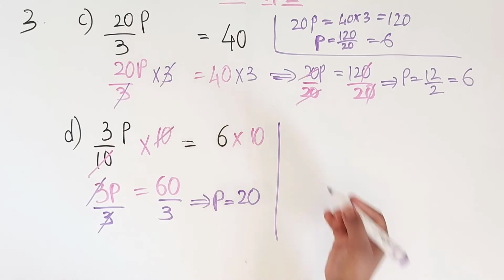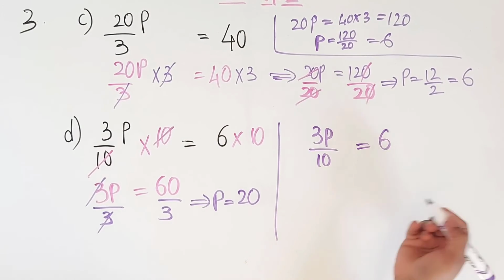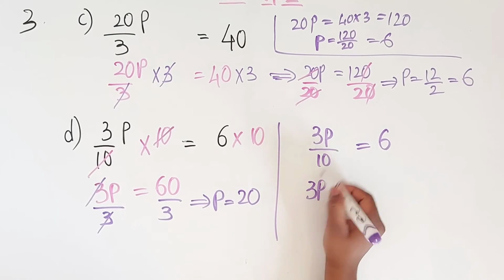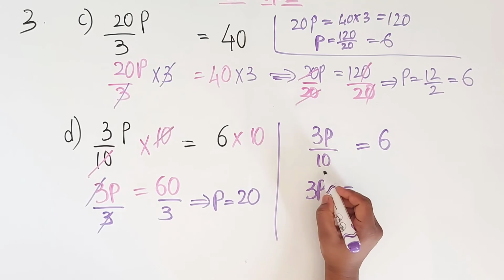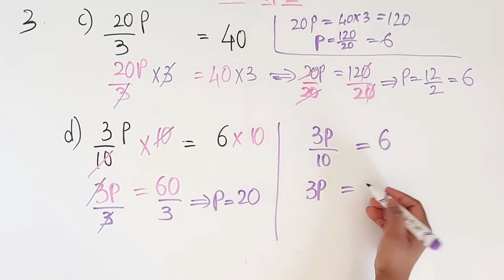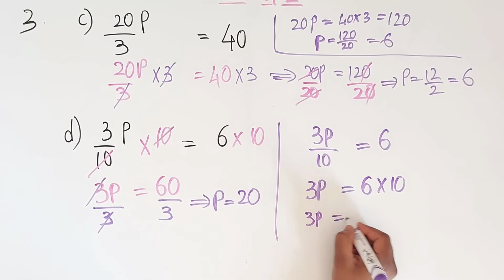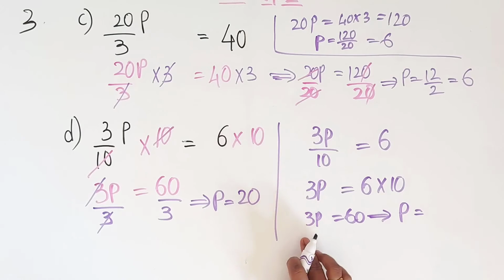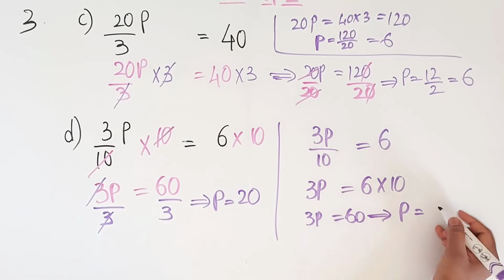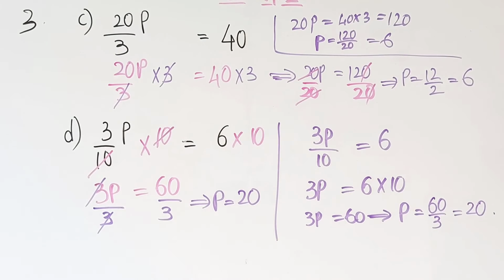Now we'll do directly, children. 3p divided by 10 equal to 6. This is the question. Now keep 3p on left hand side. Send this 10 to right hand side. 10 is dividing here. If you send to right hand side, it will multiply. So 3p equal to 60. Now we want p only. Send this 3 to right hand side. It is multiplying here. If you send to right hand side, it is dividing. 60 by 3, that is 20.